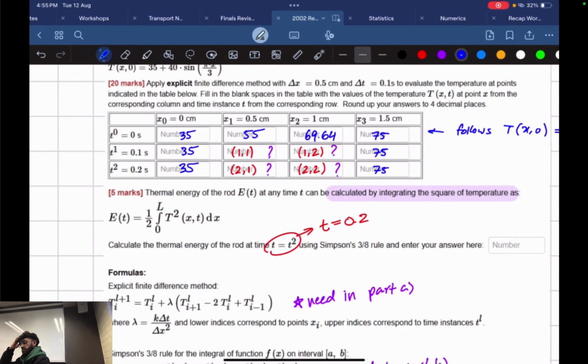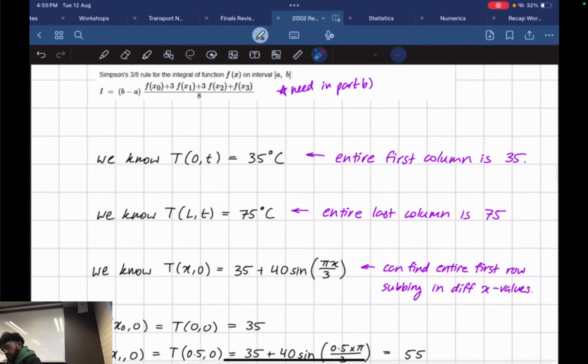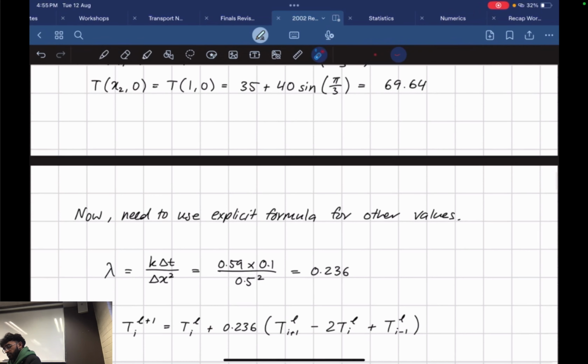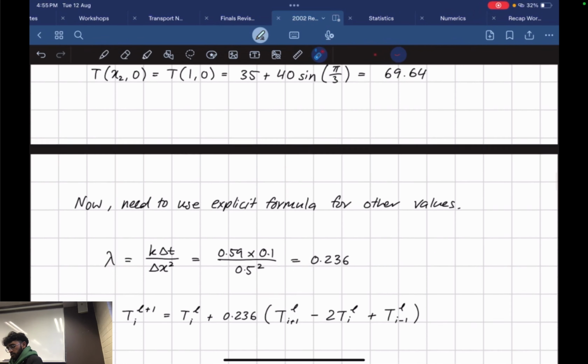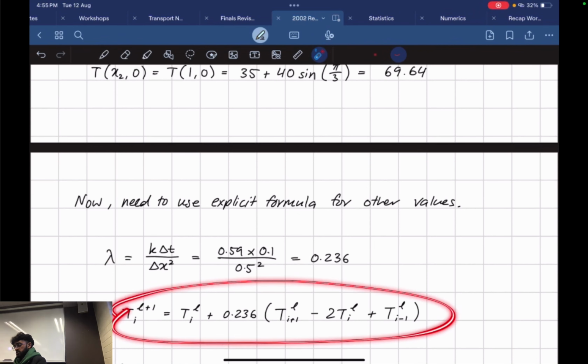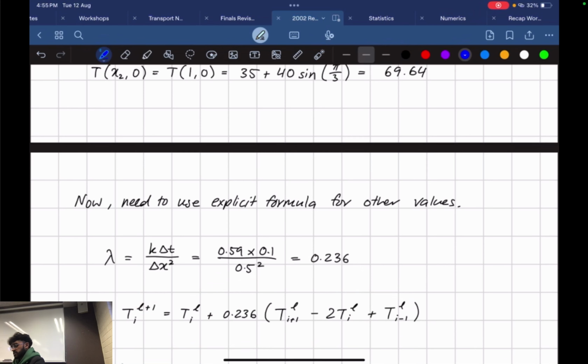Okay, so when it comes to these ones now, we're going to have to use the explicit formula. The explicit formula is as follows. First of all, you have to find lambda, which is a parameter that we have to find, and you end up getting 0.236. Depending on the question, you might get something different. So this is the formula that we're going to use, and we're going to find the value.